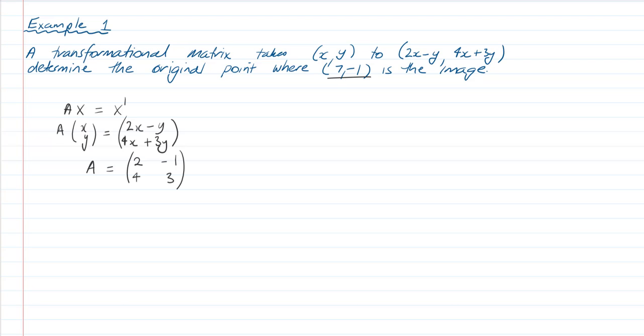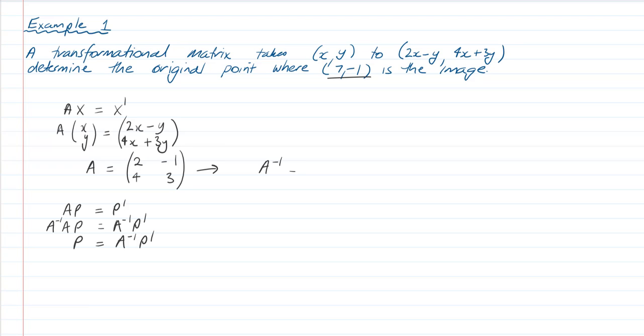But in this case, we know the image. So we've got A times a point P is equal to P dash. That means, let's leave it like this, that A inverse A P equals A inverse P dash. And that means that P, the original point, is A inverse P dash. So we need to know A inverse.